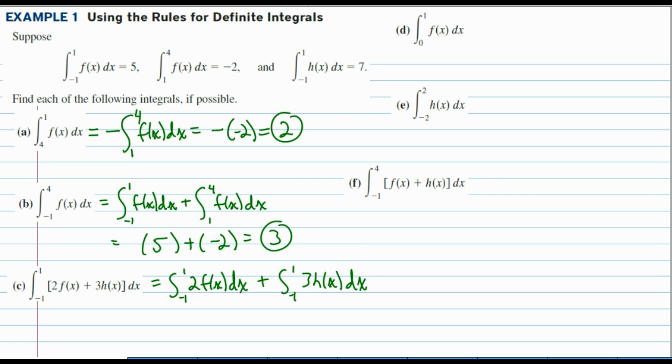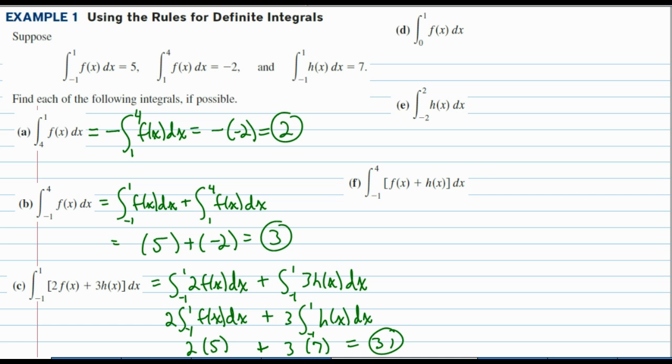Now I can take the coefficients and factor those out, because remember, an integral means sum, and if 2 is going to be with each of these rectangles on the inside of the integral here, then I can factor out that 2. So I'm going to put 2 times the antiderivative from -1 to 1 of f of x dx plus, and I can do the same thing here, 3 times the antiderivative from -1 to 1 of h of x dx. Now the integral from -1 to 1 of f of x dx is 5, so this is 2 times 5, plus 3 times the integral from -1 to 1 of h of x dx, which is 7, so now 10 plus 21 is 31.